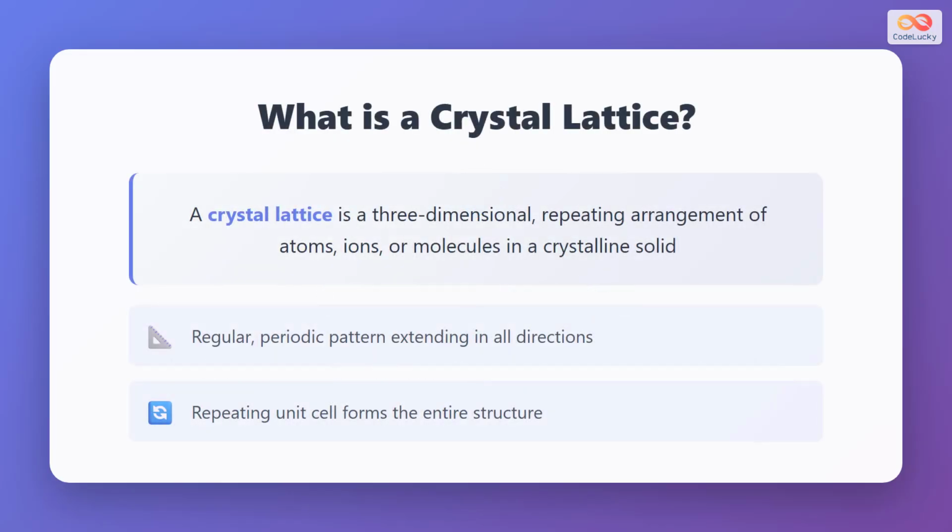A crystal lattice is a three-dimensional, repeating arrangement of atoms, ions, or molecules in a crystalline solid. Imagine a pattern that extends infinitely in all three dimensions, creating a highly organized structure. This lattice has two key features. First, it forms a regular, periodic pattern that extends in all directions throughout the solid. Second, it's built from a repeating unit cell that acts as the basic building block. This unit cell repeats over and over again to construct the entire crystal structure.